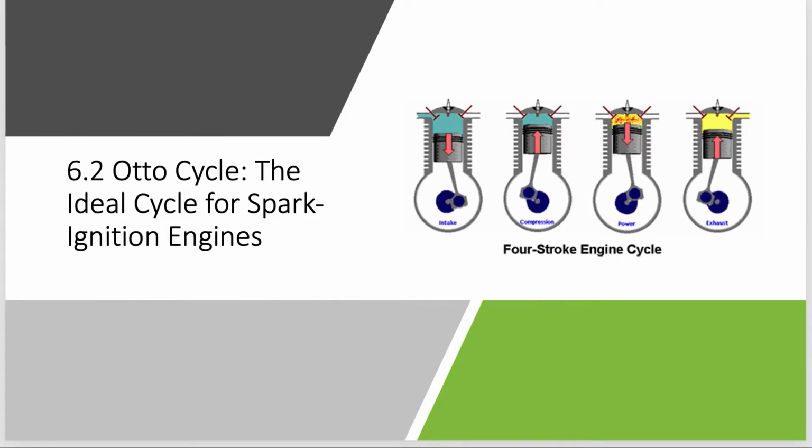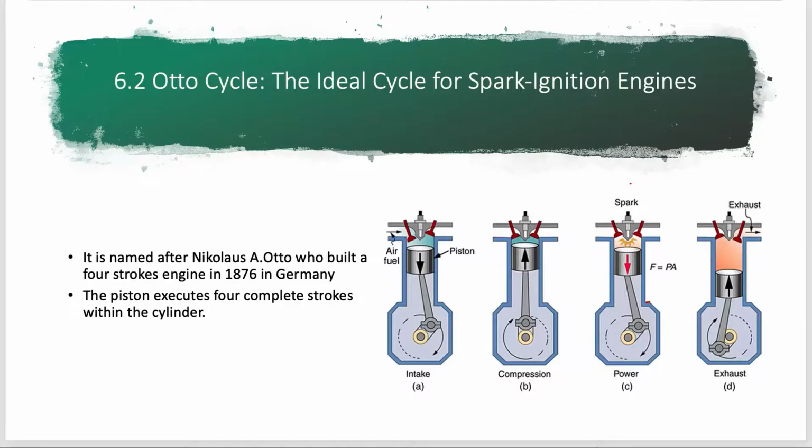Now we proceed with our subtopic 6.2, the Otto cycle. The Otto cycle is the ideal cycle for the spark ignition engine. Why do we call it the Otto cycle? Because it is named after Nicholas Otto, who built this 4-stroke engine in 1876 in Germany. The piston executes 4 complete strokes within the cylinder.